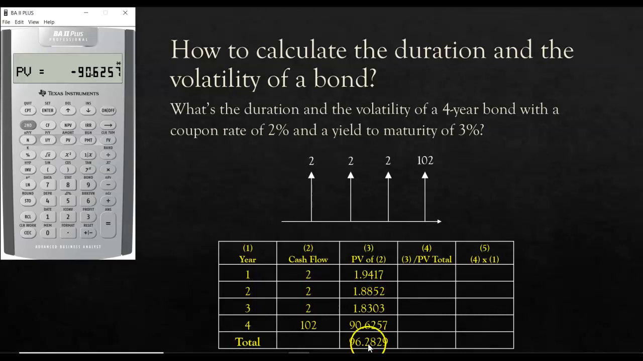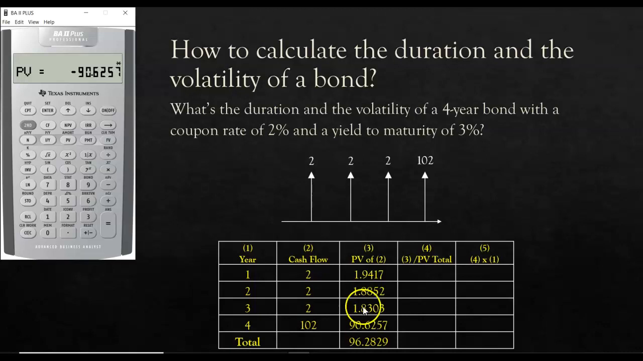you want to take that number and divide that by the total present value. So essentially what we're doing here in column number 4 is we try to calculate what's the percentage of present value you're getting back each year. As we all know, duration and volatility, they're basically measuring how quickly you're getting your money back.